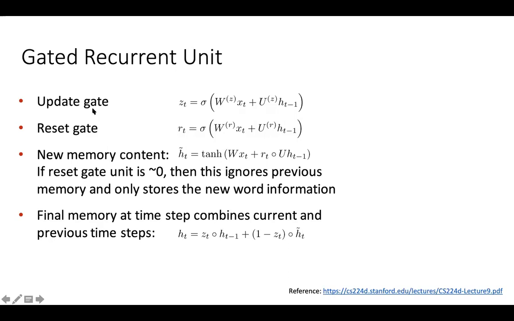So if z_t, the update gate, is 1, if all the values here are 1, what would happen? This term would go to 0, and only this term would survive. So your current hidden layer would only be affected by your previous hidden layer. And it is not just affected, it is actually copied. If z_t is 1, this term would go to zero. This is one. So h_t equals h_{t-1}. So it means that you're simply carrying over your previous hidden layer to the current time step.